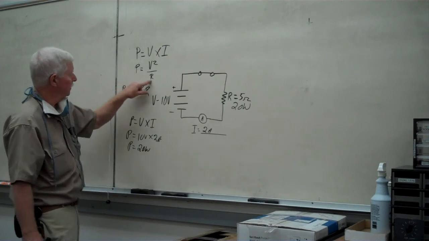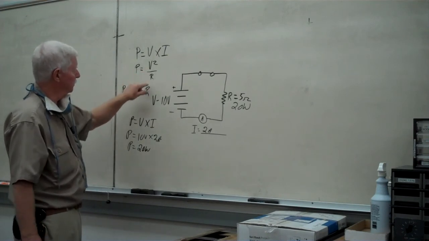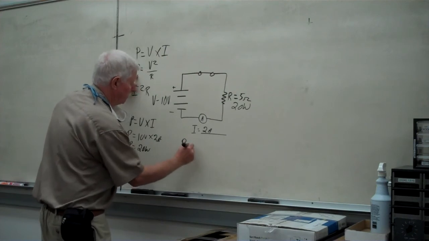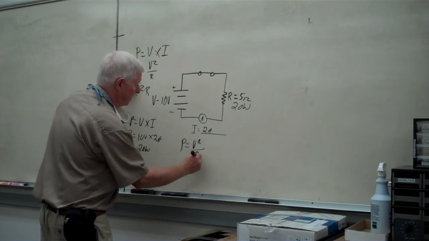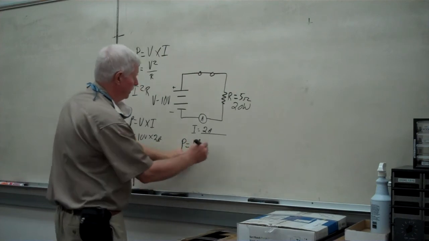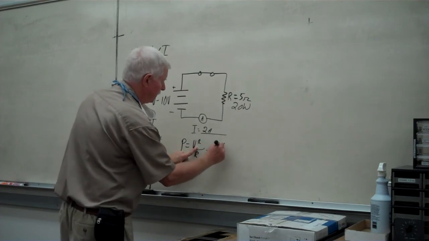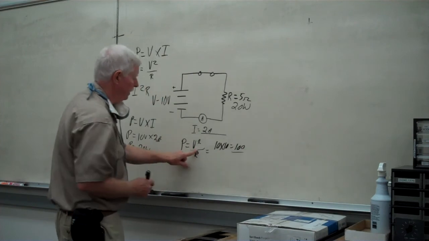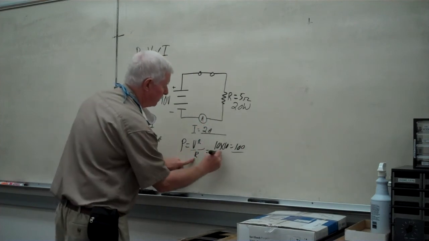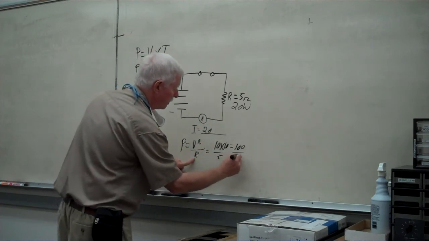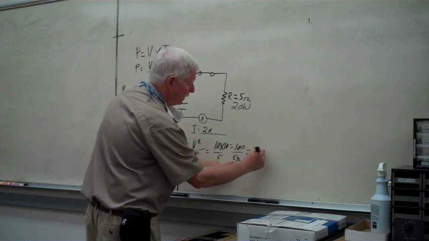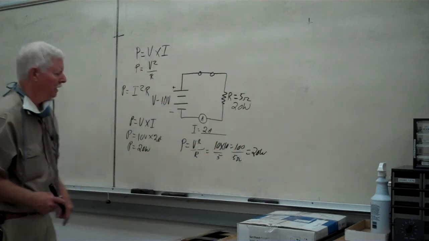Say we want to use one of the other formulas. Let's use P is equal to V squared over R. We're going to set this formula up here. V squared divided by the resistance, plugging in the values, would be 10 times 10, or 100. And we're going to divide that by the resistance, which is 5 ohms. 100 divided by 5 then is 20 watts.